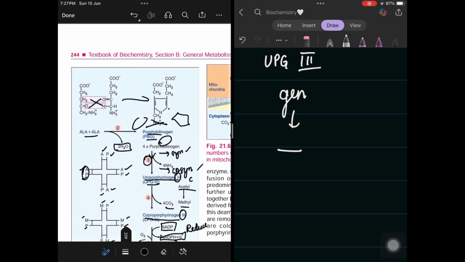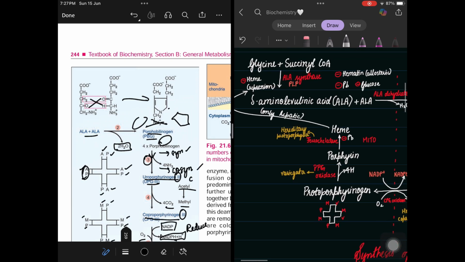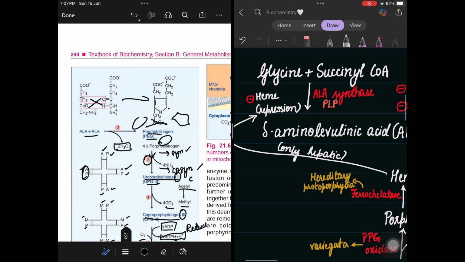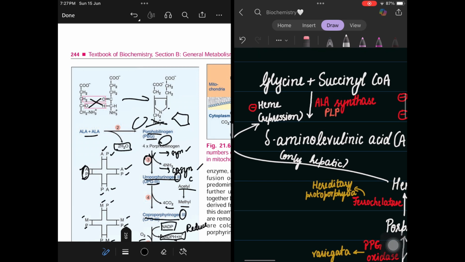I think I'll tell the regulation also in the same video. Regulation is very easy. This first ALA synthase step, and again for the exam you can directly write glycine plus succinyl CoA gives ALA. You don't have to write the adipic acid step, but stuff like that gives you the extra edge.